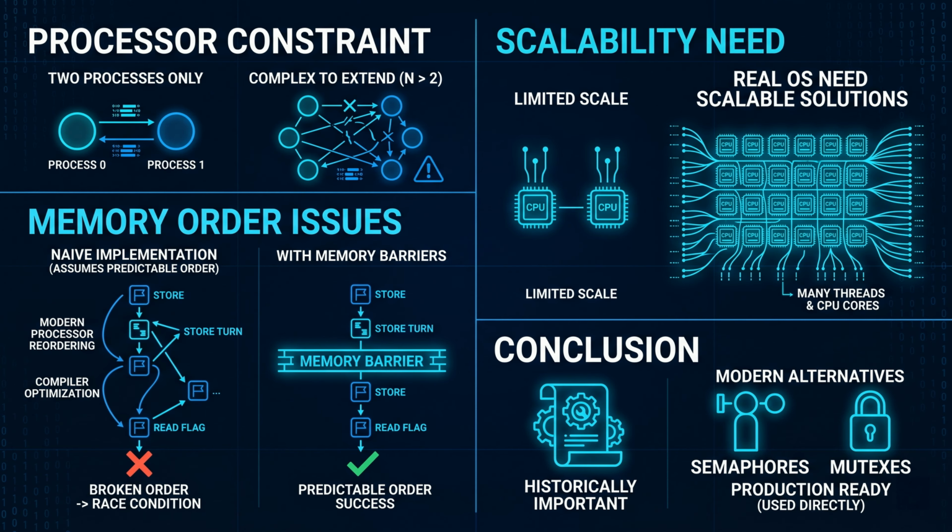First, it is designed for only two processes. Extending it to many processes becomes more complex. Second, it assumes that memory operations happen in a predictable order. Modern processors may reorder instructions for performance, and modern compilers may optimize code in ways that break naive implementations unless memory barriers are used. Third, real operating systems need scalable solutions that work across many threads and CPU cores. So while Peterson's algorithm is historically important, it is rarely used directly in production systems today.